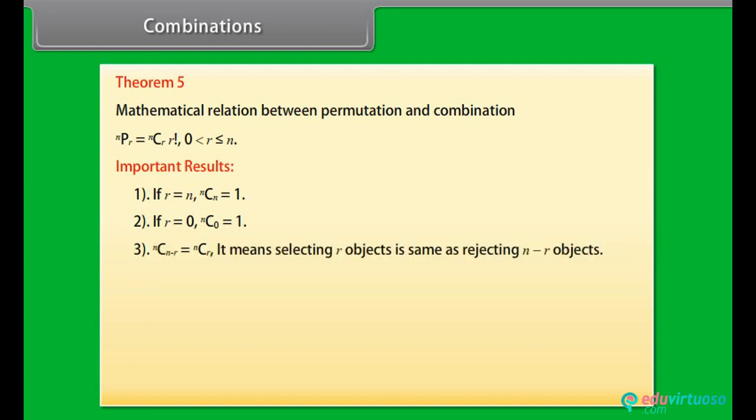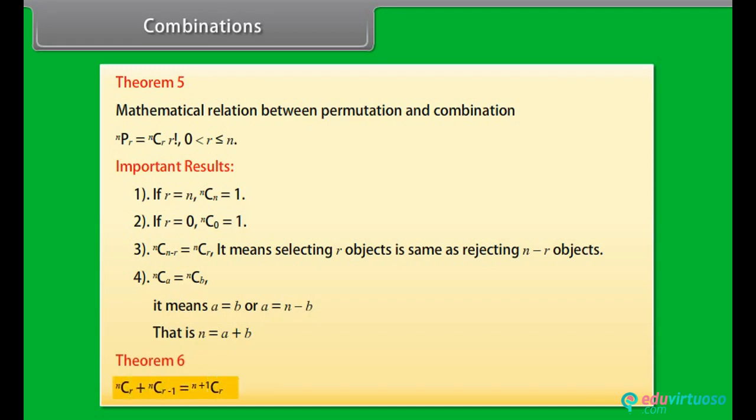3. nC(n minus r) is equal to nCr. It means selecting r objects is the same as rejecting n minus r objects. 4. nCa is equal to nCb. It means a is equal to b or a is equal to n minus b. That is, n is equal to a plus b. Theorem 6. nCr plus nC(r minus 1) is equal to (n plus 1)Cr.